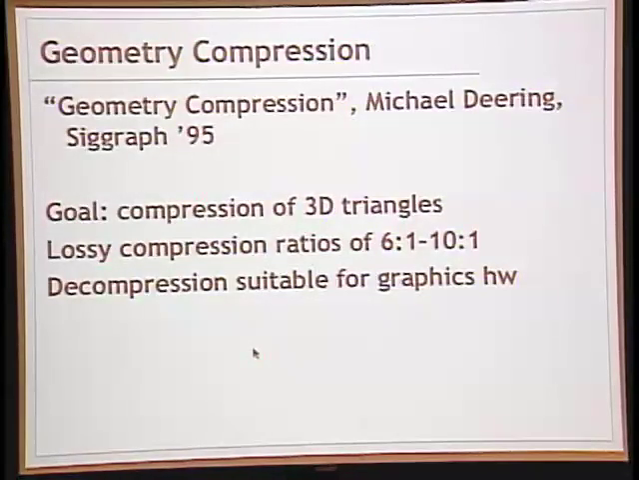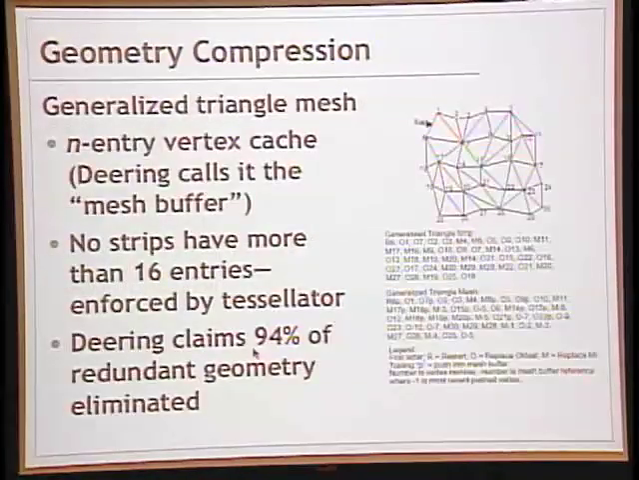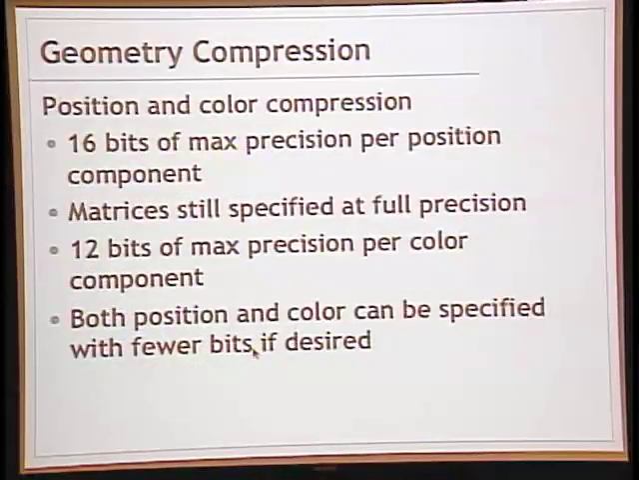The first thing he did was a generalized triangle mesh. This really is very much like a vertex buffer today, or a vertex buffer with index buffer capability. Although he was pretty much the first guy to show that this is a good idea from a compression point of view, it's something we've already talked about, so that's no big deal. The things that were cool here were looking at how you start compressing components.